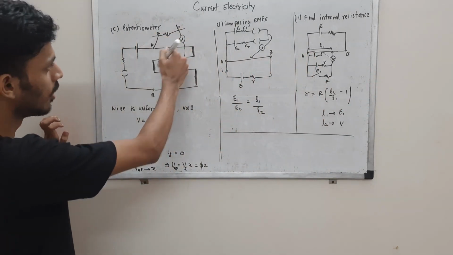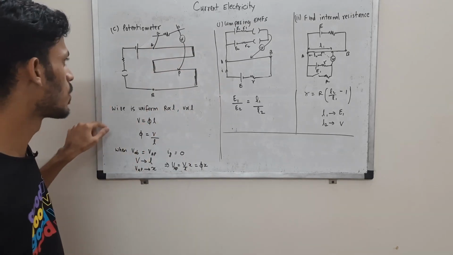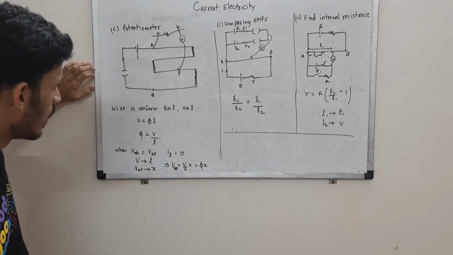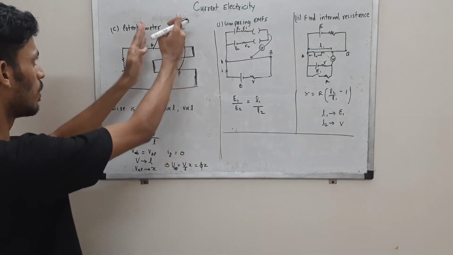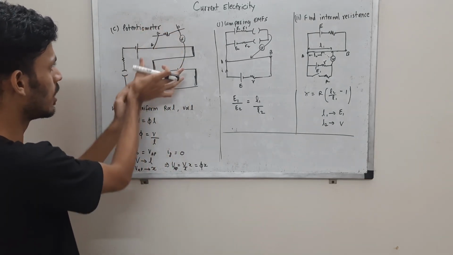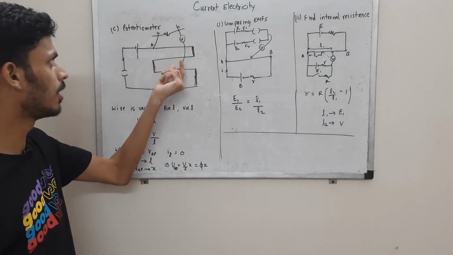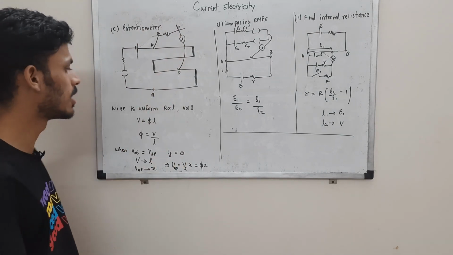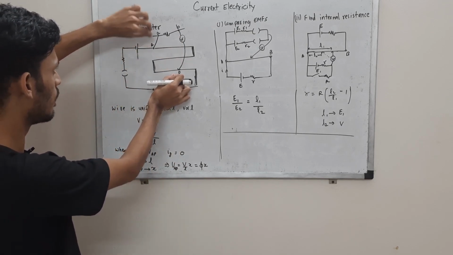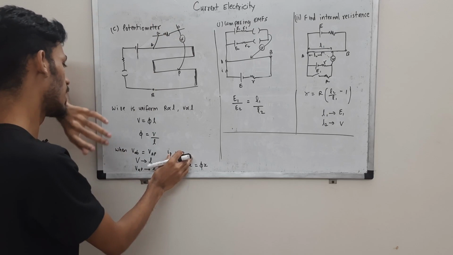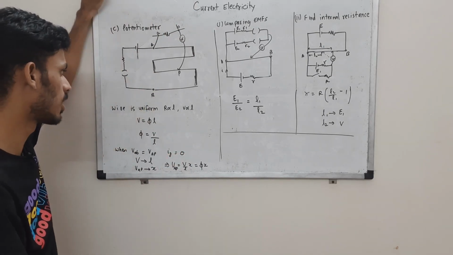Here also we have a jockey, and we'll be sliding it on the potentiometer wire. At a certain point, we will get the current to be equal to 0, which means that the potential across AB is equal to the potential across AP. Since the potential is equal, no current will flow. So the potential across points A and P will be equal to that across A and B, and the galvanometer deflection will be 0.